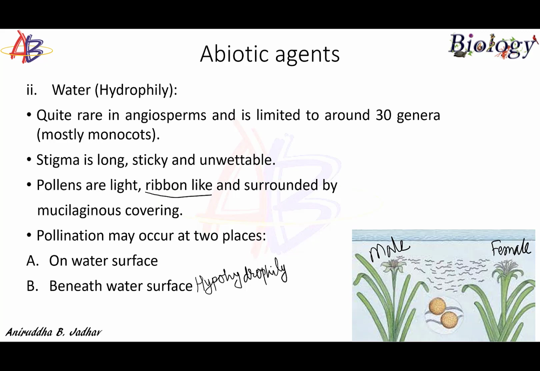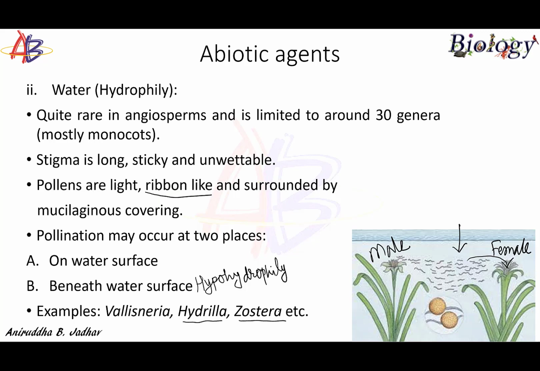types of flowers with the stigma, right? So the pollen grains are readily transported to the stigma, and all this process is happening below the water surface, and that's why it is termed as hypohydrophily, right? So these are the two types of hydrophily: epihydrophily and hypohydrophily. The examples of plants which follow hypohydrophily are Hydrilla and Zostera, while Vallisneria is the example of epihydrophily.